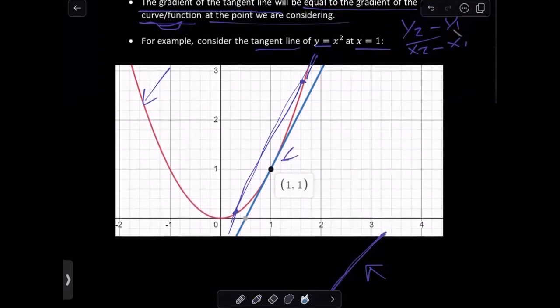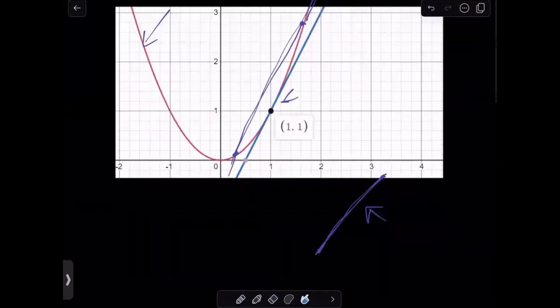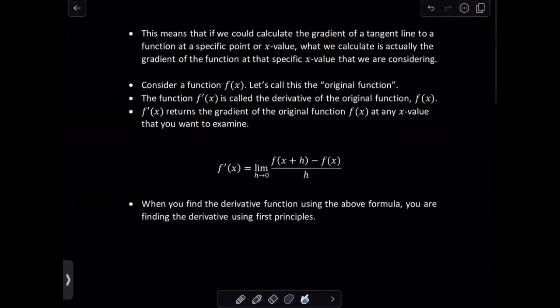Okay, so that's the problem that we want: finding the exact gradient at a single point. How do we do that? And this is where the derivative comes into play.